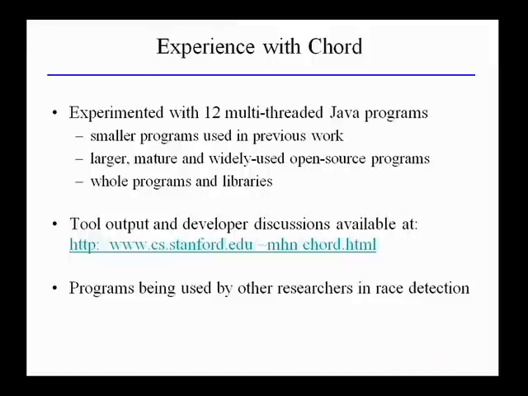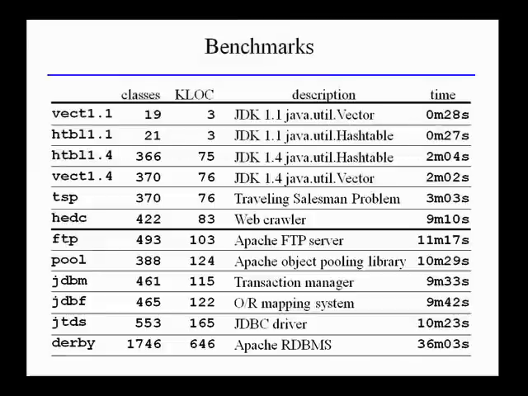Let's go on and look at the actual numbers. Here are the benchmarks that we used. The ones above the line are the ones that were used in previous work. These are the smaller ones. The ones below the line are the ones that we added just because they were available to us and they were bigger, with Apache Derby being by far the largest.